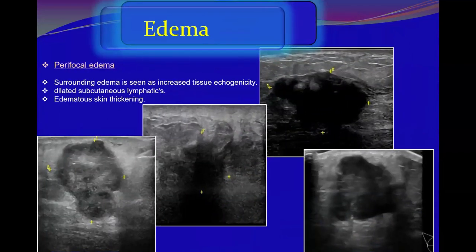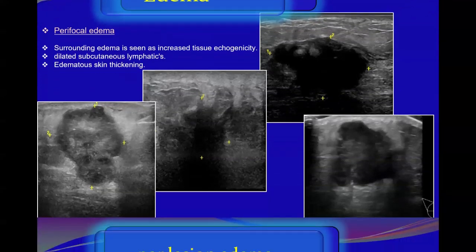Edema. It can be focal, it can be diffuse, it can be unilateral, it can be bilateral. Here we have multiple examples of aggressive or highly suspicious lesions with perifocal edema presented as increased echogenicity with lack of normal tissue differentiation, the fat glandular interface lost, and the fat lobules swollen, as well as the overlying skin also edematous and thickened.